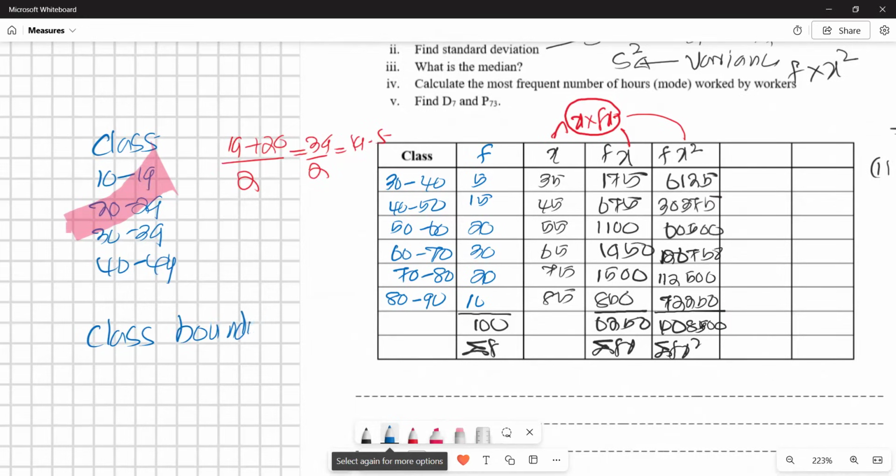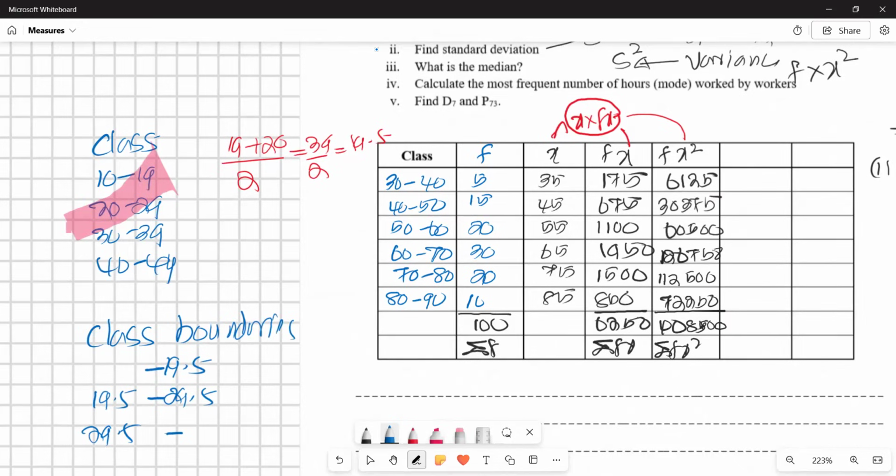Then we convert to class boundaries for measurements like mode and median. The first class will be 19.5. Like the 29 and 30 average is 29.5. Luckily, here we don't have any gap, therefore they are already class boundaries, meaning class boundaries, right?